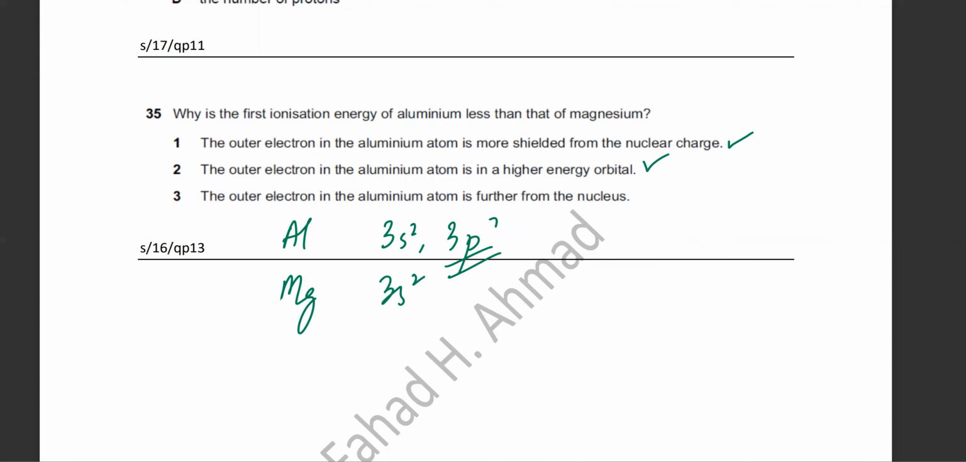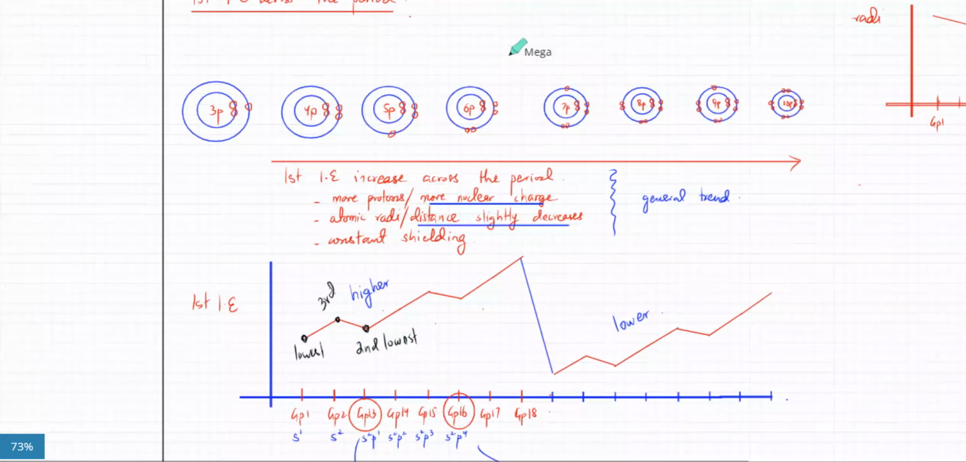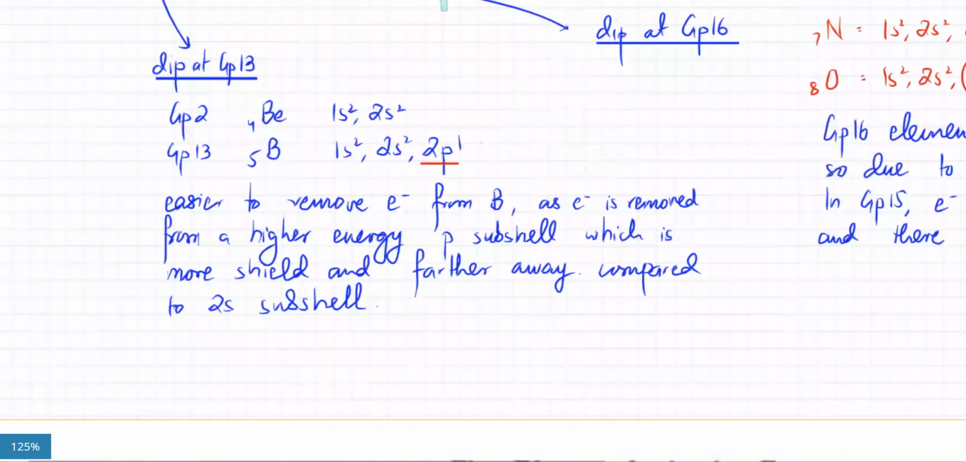Now, what happens when you move across the period? It gets closer, so the atomic radius decreases. Magnesium comes first, and then you have aluminium. So aluminium's electrons are actually closer to the nucleus. I did state further away, but it was further away compared to the 2s. I wasn't comparing it with some other atom. I was comparing it to its own orbitals. Do you get my point?